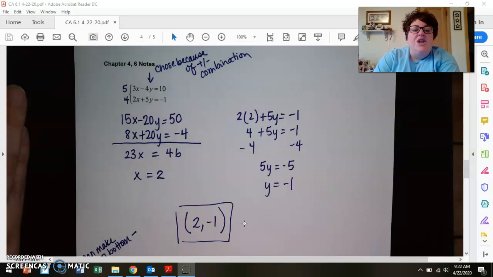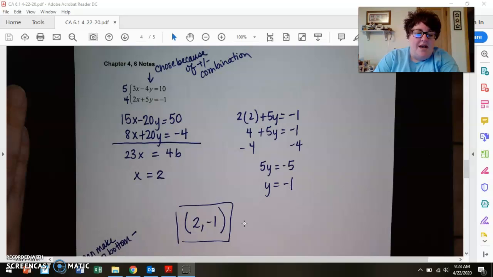Okay, so first of all, you want to choose, do I want to eliminate x, do I want to eliminate y? So in this one, I chose to eliminate y because of the plus minus combination. Okay, so I wanted to take it to 20. So you just want to take it to a number that both will go into. So what number will 4 and 5 go into? 20. So multiply the top by 5, the bottom by 4.